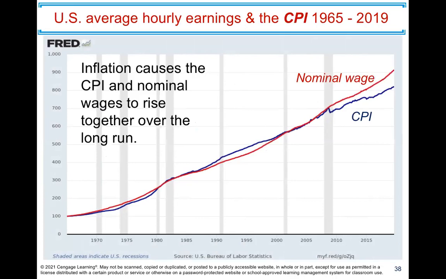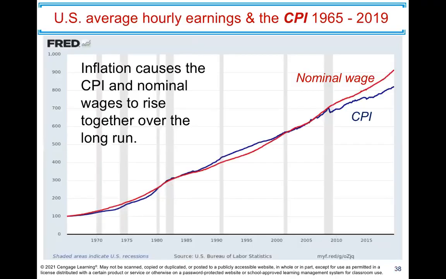So here we've got the nominal wage, which is your dollar wage. That's the nominal part in red. And then we also have the consumer price index in blue, CPI. And the consumer price index, as we know, is just a price index for a basket of goods that kind of gives us an idea of how pricey things are in the economy. And you can see that these two things more or less move hand in hand. Whenever the price of goods and services go up, so do nominal wages.